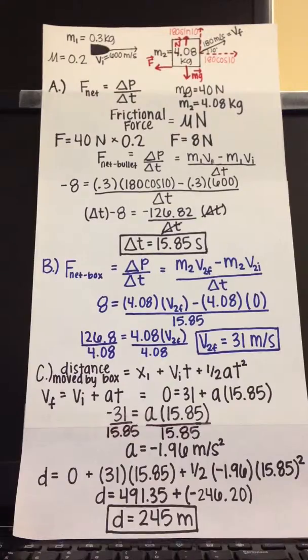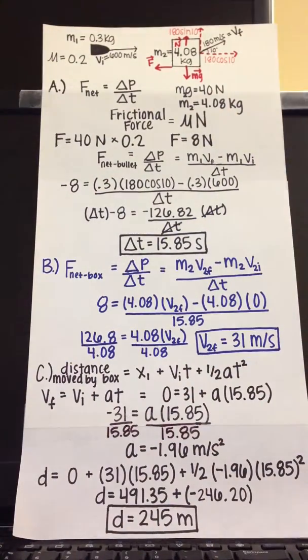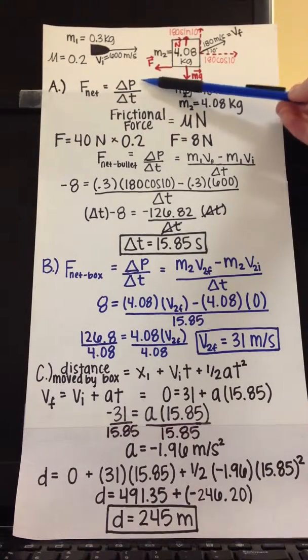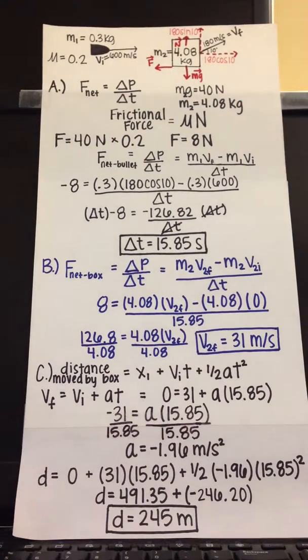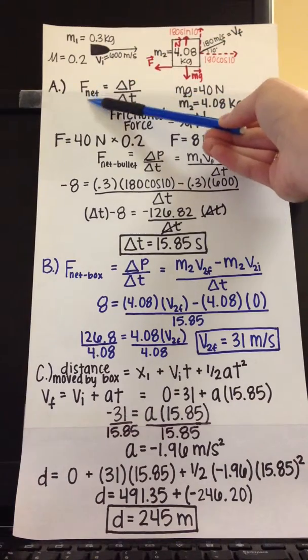Okay, so the first thing that the question asks you is how long the bullet was in contact with the wooden block. So, in order to find that, I have to use the equation F net equals change in momentum over change in time, and we have to solve for change in time. So to solve for change in time, I know we have to find F net.